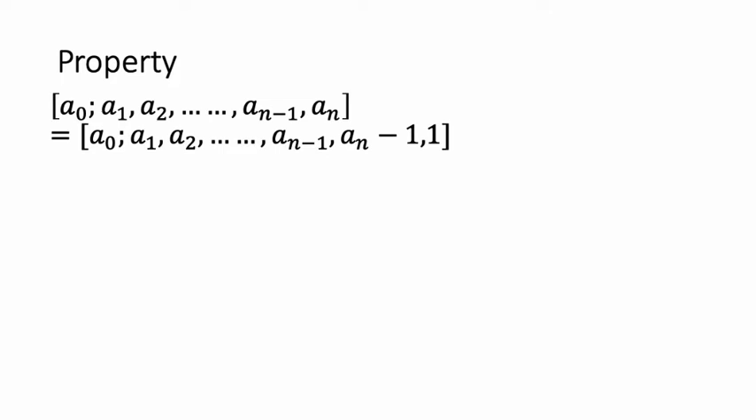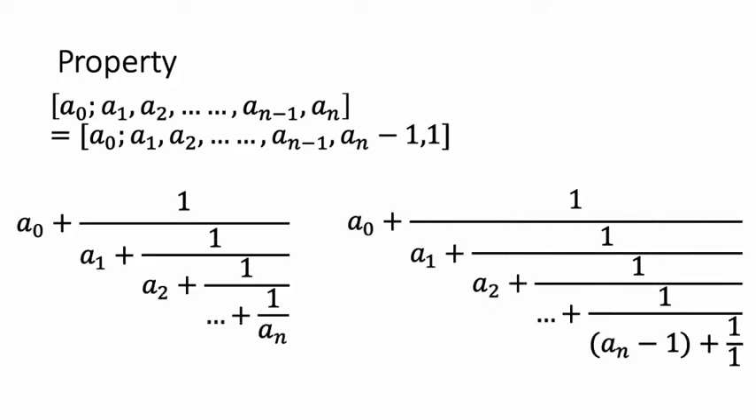First we have to talk about one property. This is that [a0; a1, a2, ..., an-1, an] will be equal to [a0; a1, a2, ..., an-1, an minus 1, 1]. We can prove this simply by expanding these two fractions. We can see that minus 1 will cancel out with 1 over 1, which means that these two are the same.